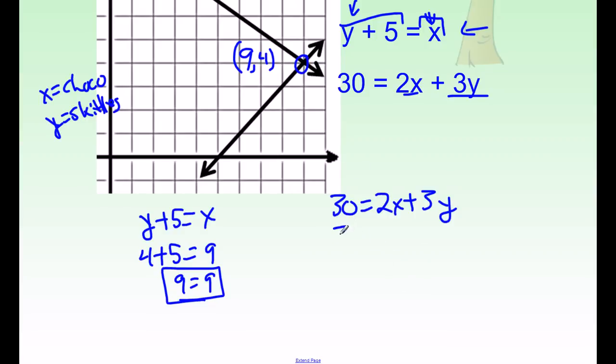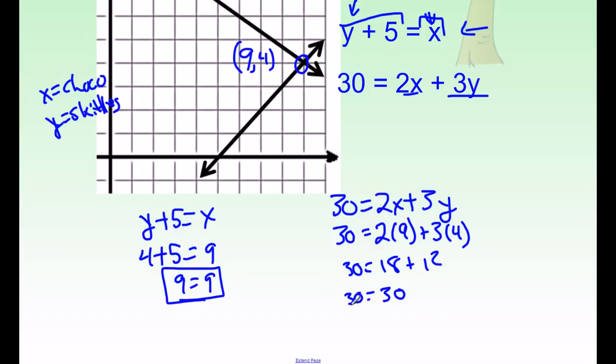Okay, this side: 30 equals 2x, so 2 times the number of chocolate, plus 3 times the number of Skittles. That's 18. That is 12. That gives us 30. So that's true as well.